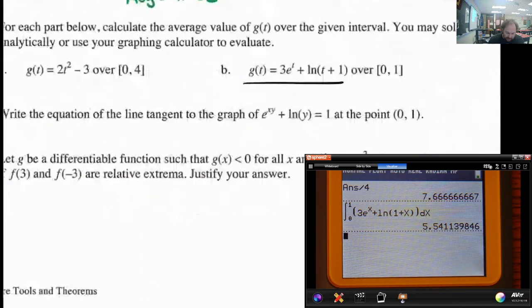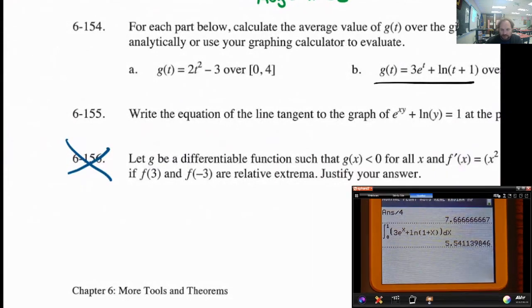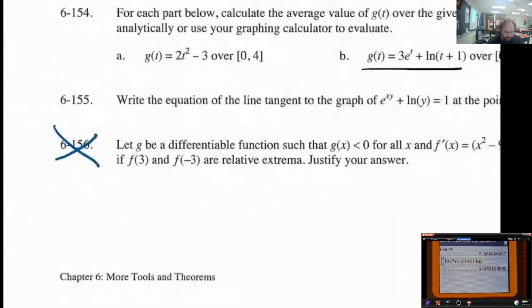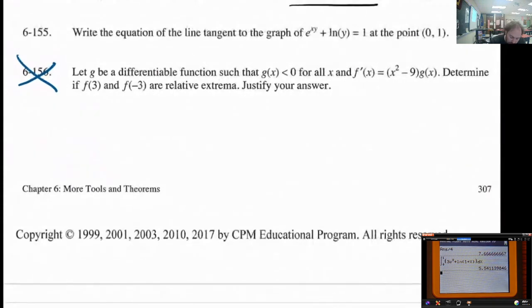The next question is going to seem very difficult, but it's actually very simple. But it's going to take a little bit of work for us to work through anyway. So 6155. Write the equation of the line tangent to the graph of this ridiculous function. It's not actually a function at all. At the point 0, 1. So let's get to it.